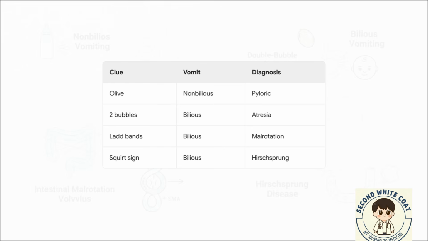If the vomit is bilious, you know the block is past the bile duct, so just look for your specific clue. See a double bubble? Duodenal atresia. Ladd bands? Malrotation. Severe twisting around the SMA? Volvulus. An explosive exam after no meconium? Hirschsprung. The anatomy literally hands you the answer.